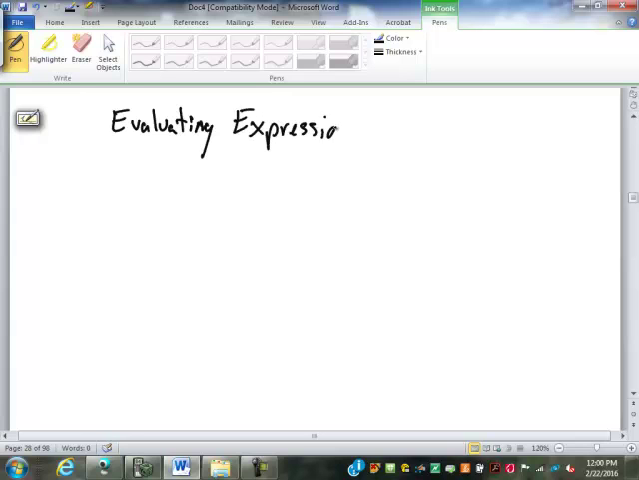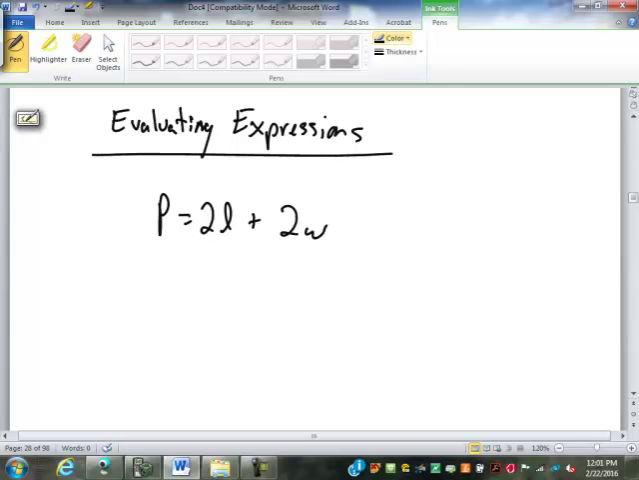Now we're going to start out with a pretty generic formula or expression to evaluate, something like perimeter is 2 times length plus 2 times width for the perimeter of a rectangle. So evaluate for a length of 15 and a width of 7. There's no value given for P. That's what we're going to evaluate to find.